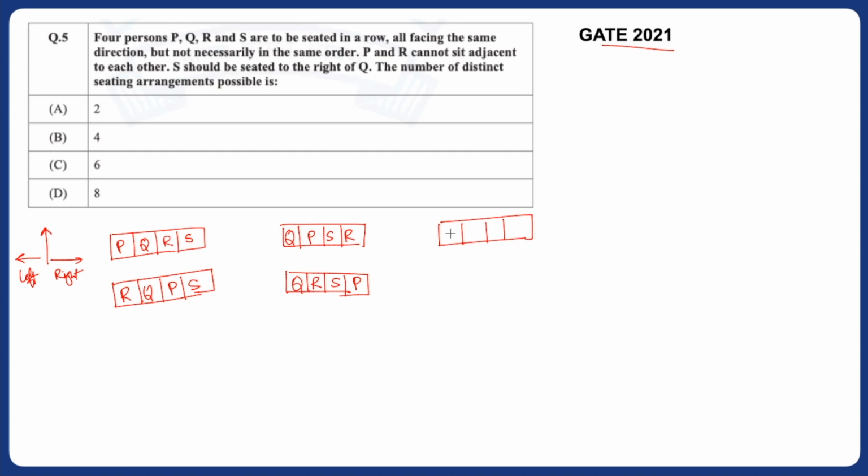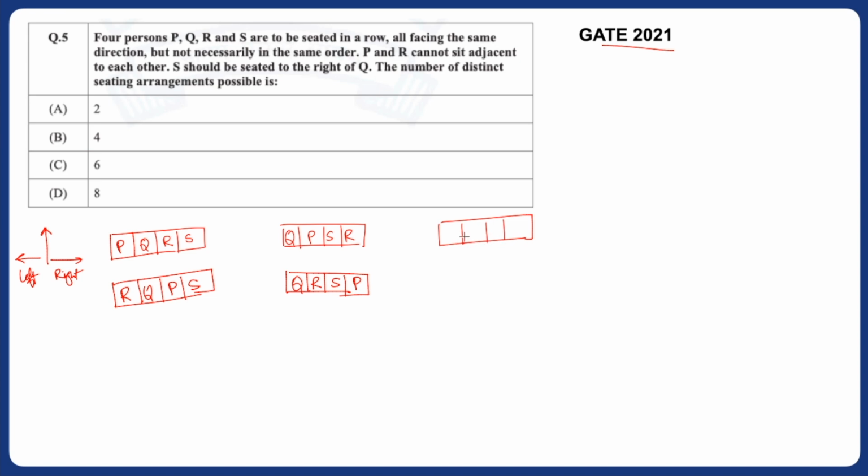Let's try to make Q and S seated together. So Q and S, okay, they are adjacent to each other. Can this be allowed like this? Is this an allowed way of sitting? No, it's not, right? Because P and R are coming adjacent to each other, so that you cannot do.